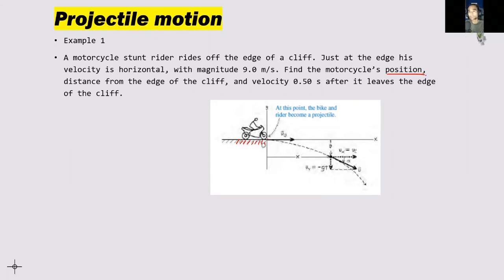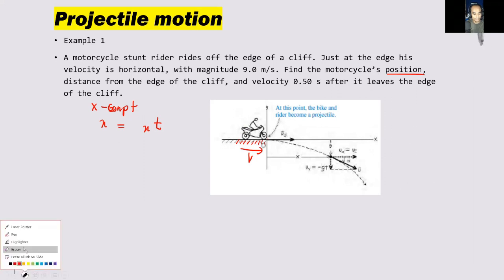To get the motorcycle position, you use either the X component or the Y component. Let's say we want to use the X component first. So X equals V0X t. Here we can use V or U, it's easier if you use U. So X equals UXt. Who knows where this formula came from? Where does this formula actually come from?